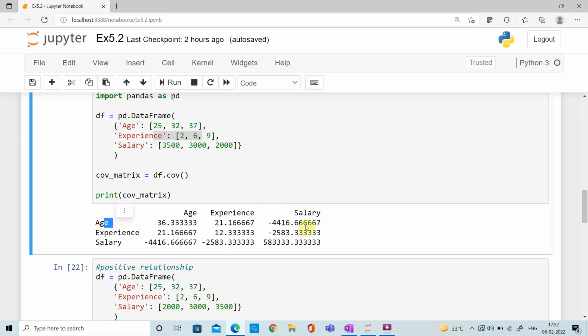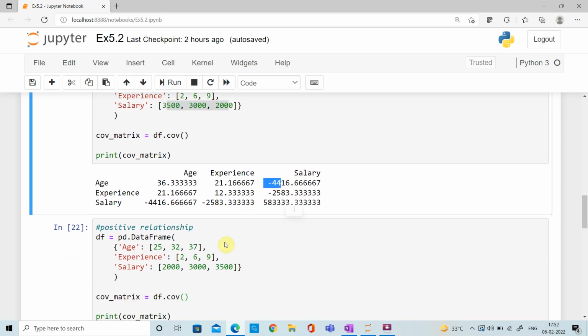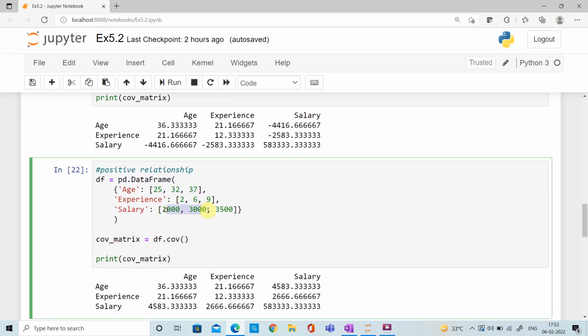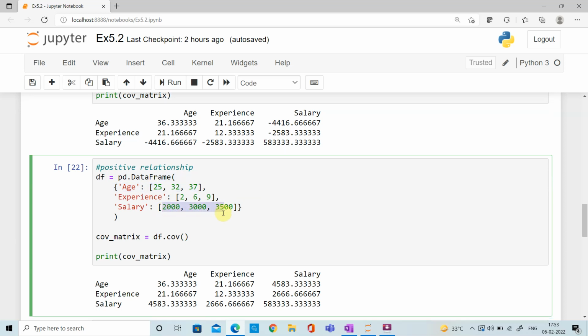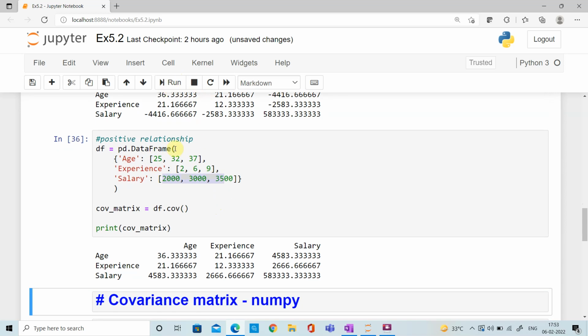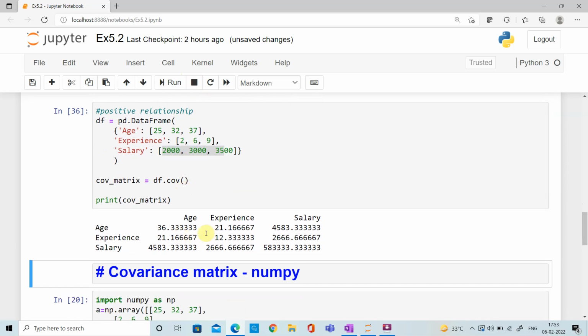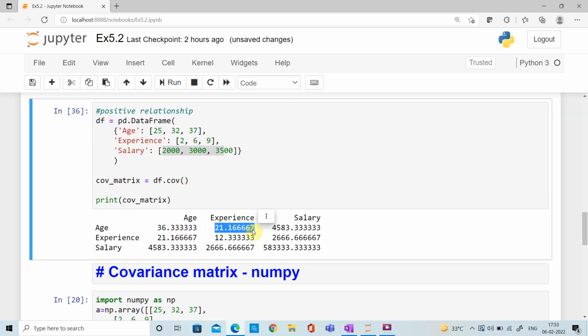And then how age and salary are related. When the age increases, my salary decreases, so the negative sign represents a negative correlation between age and salary. The same problem I have made with a positive increase: when the age increases, experience increases, and when the age increases, salary also increases. So now when you compute the covariance matrix, you see everything is positive.